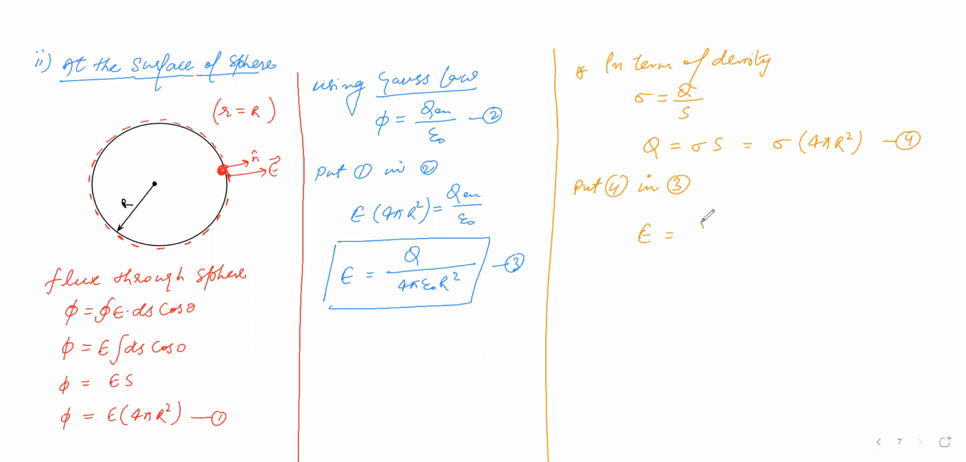You get E is equal to sigma 4 pi capital R square over 4 pi epsilon naught capital R square. 4 pi R square cancels 4 pi R square. You get E is equal to sigma over epsilon naught. This is your E at surface. Note it down, please. E at surface is sigma over epsilon naught.